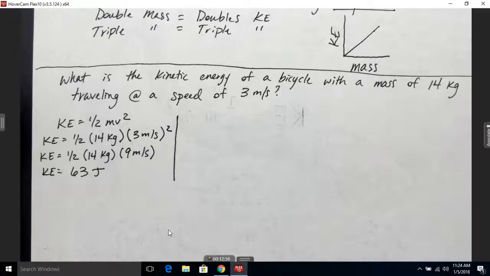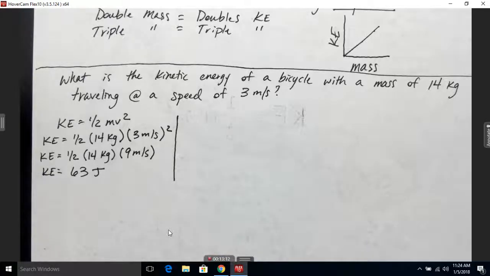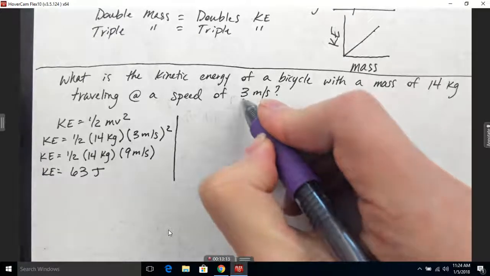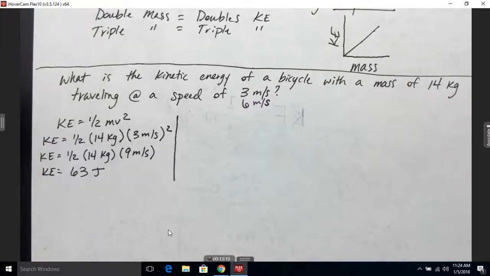So now we're going to mess with the speed. Is the same thing going to happen? I don't know. What would our speed be if we double it? Okay, so now let's double this speed and get that energy.